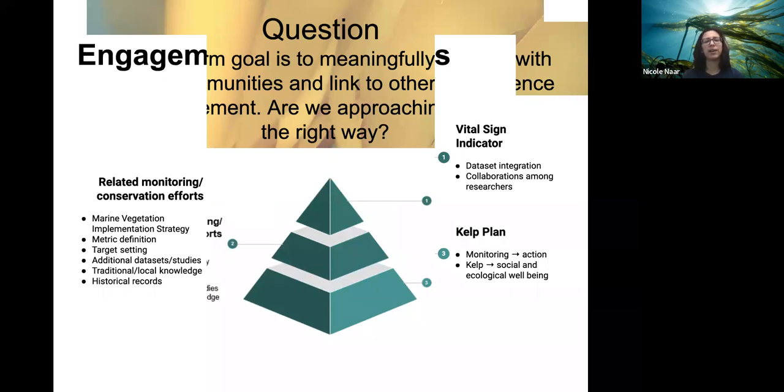So we have another poll question for you all. Our long-term goal is to meaningfully engage with diverse communities and link to other kelp science and management. Are we approaching this goal in the right way?